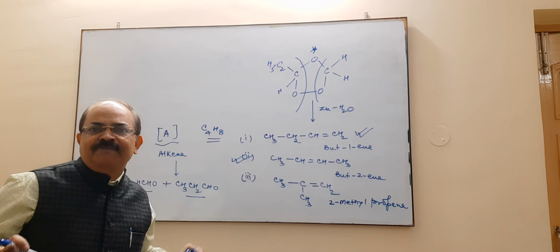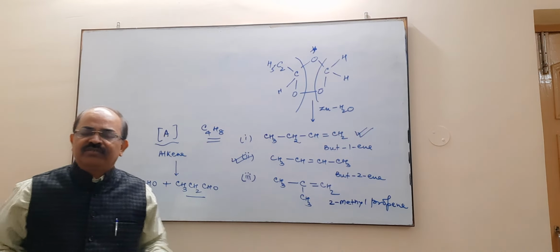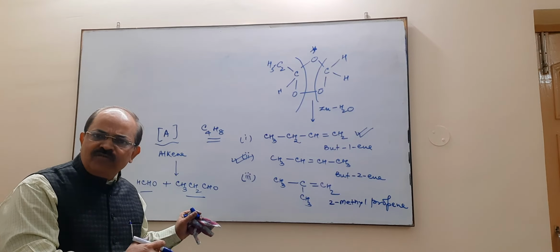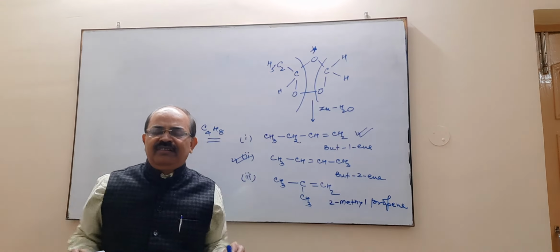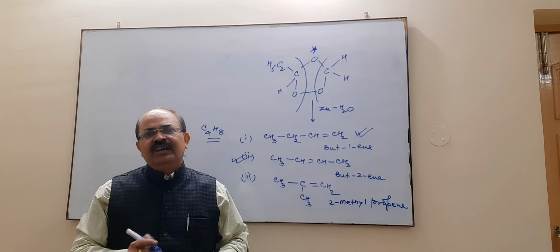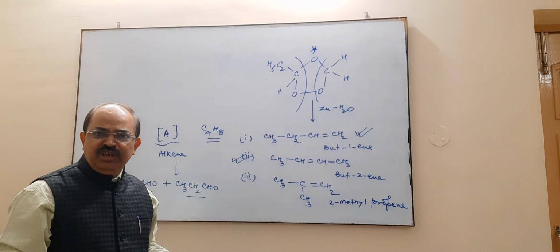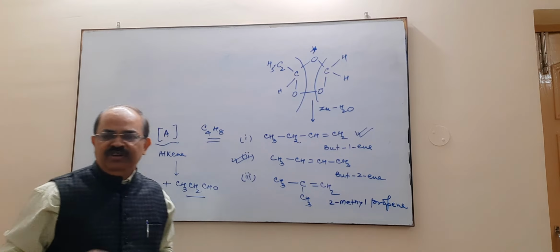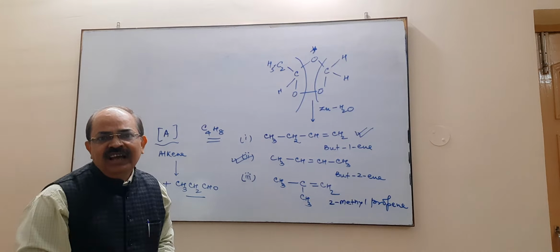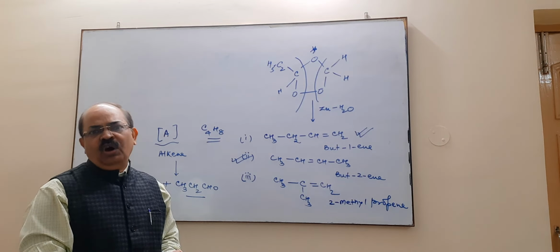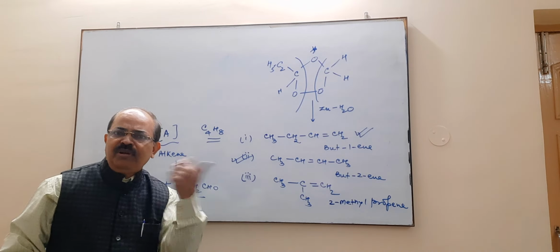So in this way we can find out the ozonolysis product. If the alkene is given, what will be the ozonolysis product? Or if the ozonolysis product is given, what should be the structure of the alkene? That's why this reaction is very, very important. It is used in structure elucidation of the alkene, or you can say it is used to find the position of the double bond.